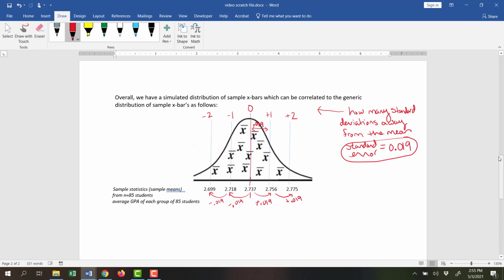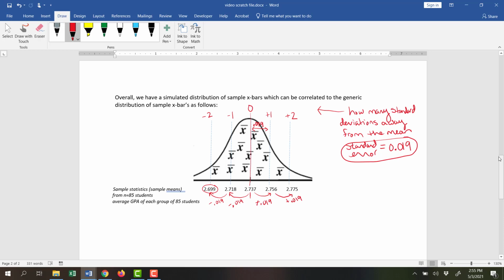These values along the horizontal are X bar values. For example, if we had an X bar of 2.699, it means they went out and collected a sample of 85 students from the population, and when they averaged the GPAs of those 85 students, the average from that group was 2.699.